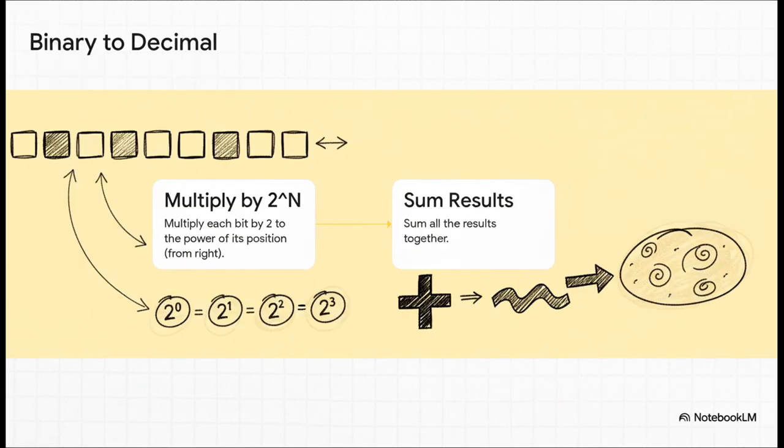All right, so how do we go back the other way? Well, it's just as methodical. You just have to remember that every single position in a binary number represents a power of 2. You always start from the far right. That's the 1's place, or 2 to the power of 0. The next spot to the left is the 2's place, 2 to the power of 1, then the 4's place, and so on. You just multiply each binary digit, the 0 or 1, by its position's value, and then you add it all up.